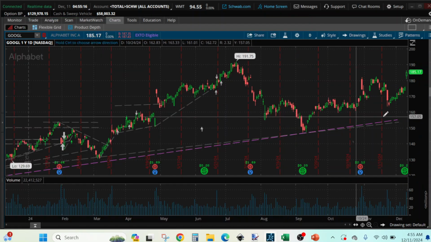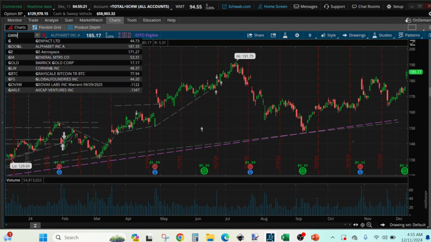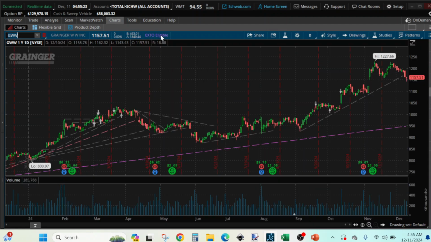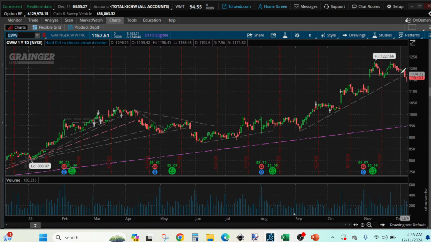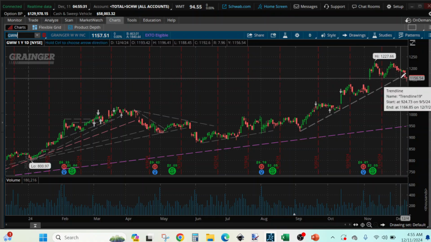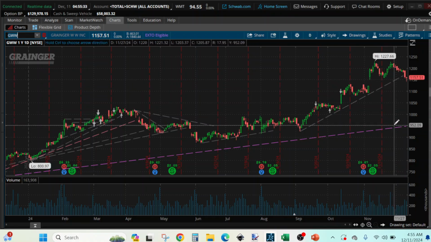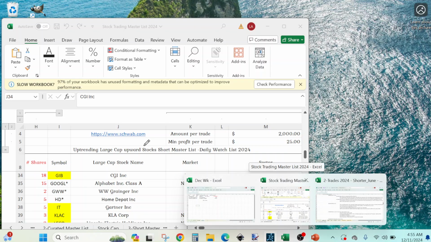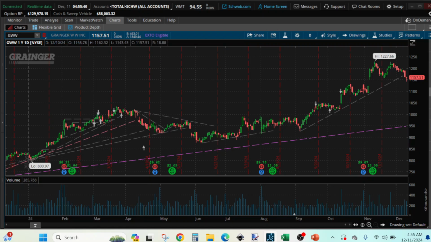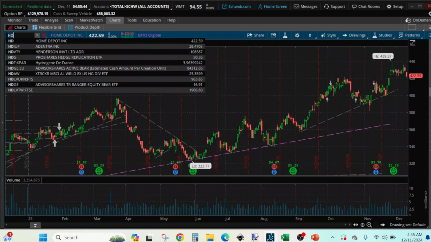GWW. So GWW was following this trend, but I think it's falling off of it, but we prefer to buy it on this line. So it's now close to a yes. HD, I think HD has way to go from our line that we like to buy it on.